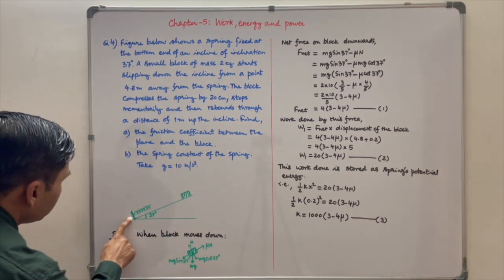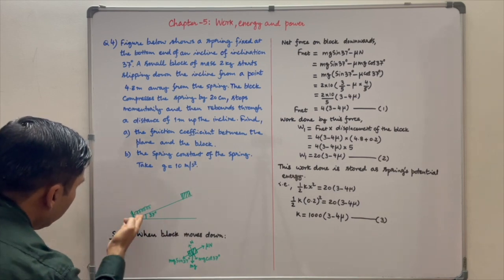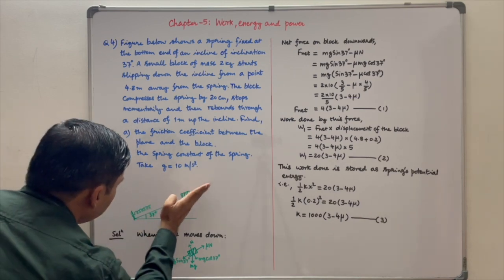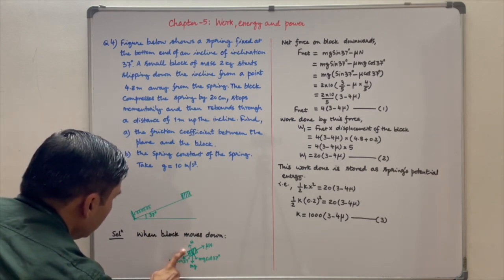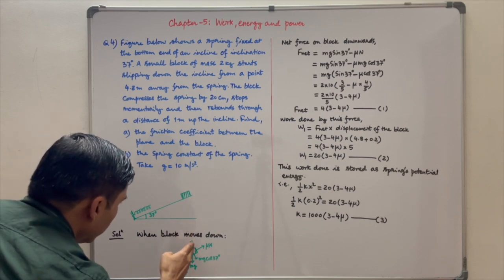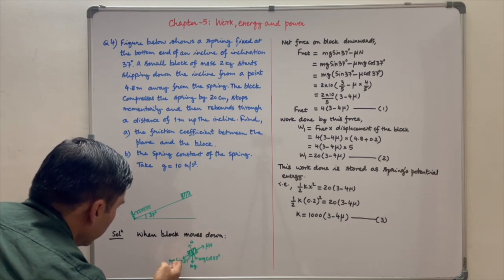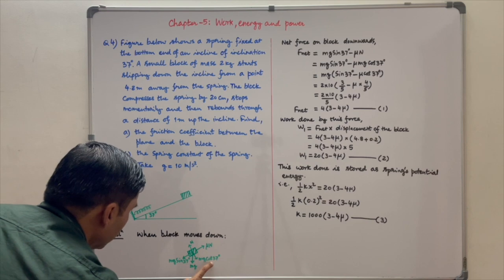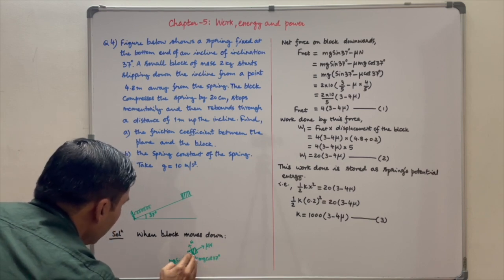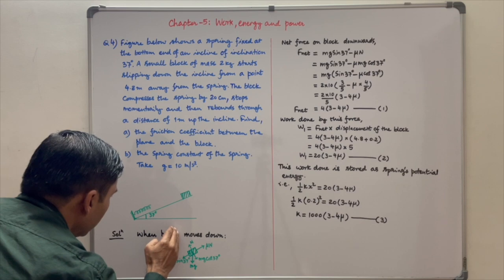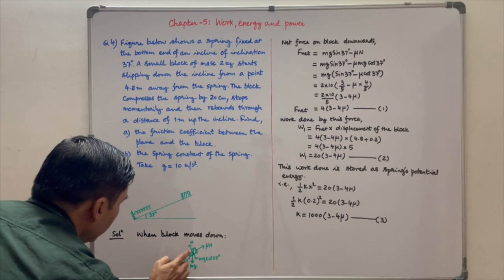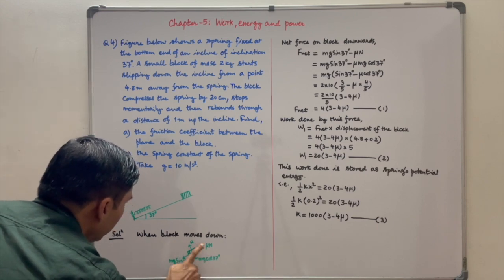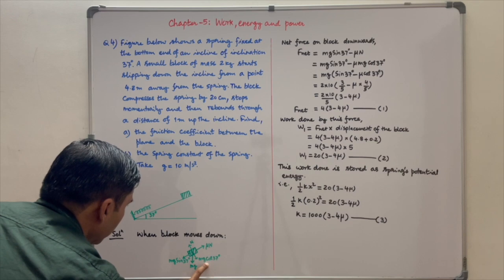We will consider two cases here: when the block moves down the plane and when the block moves up the plane. When the block moves down the plane, this is the FBD of the block. mg is its weight, which works vertically downwards. Its component along the plane will be mg sine 37 degree and perpendicular to the plane will be mg cos 37 degree. N is the normal reaction applied by the plane. Since the block is moving downwards, the friction force on it will work up the plane and it is given by mu N, where N is equal to mg cos 37 degree.